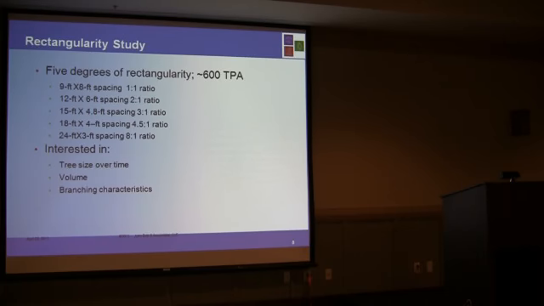And part of my responsibilities there was to do some research as well. So we got to looking in the literature and understood very well that reducing planting densities was a good thing to do, but how do you arrange those trees when you plant them?